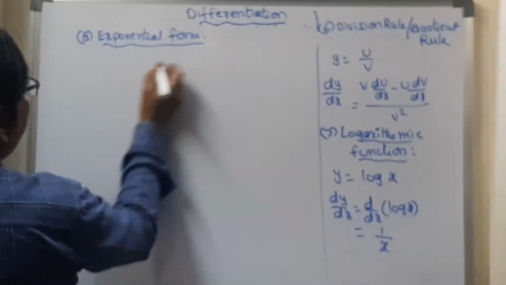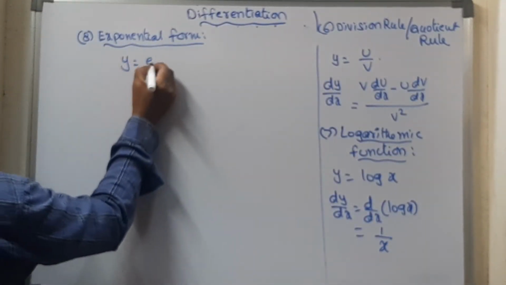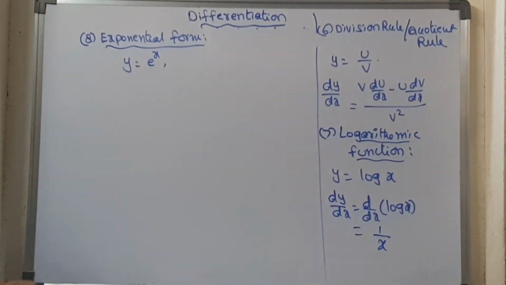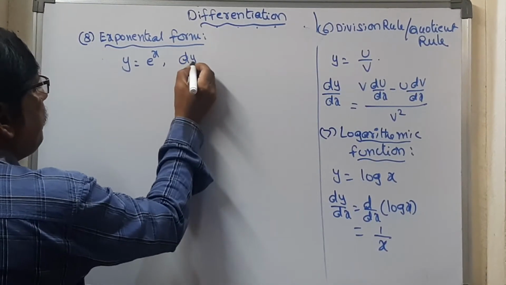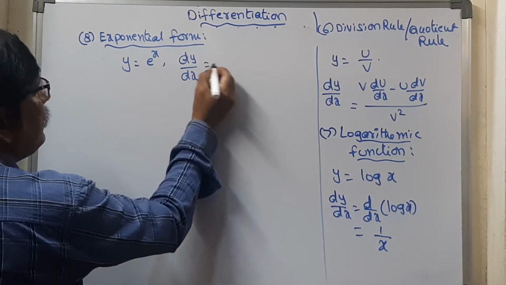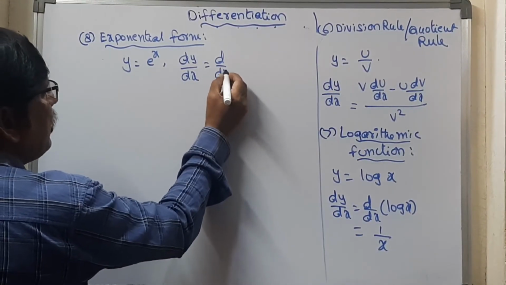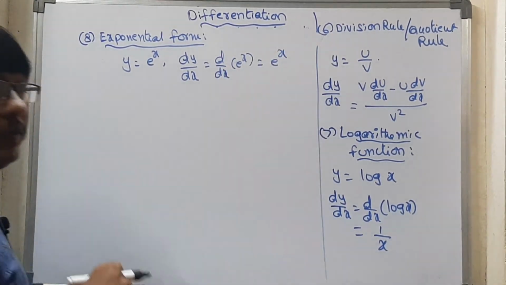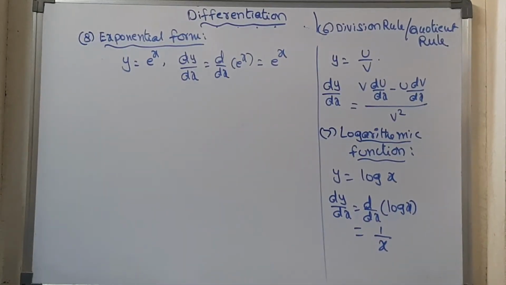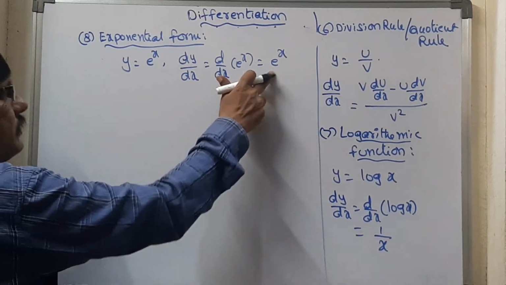So if y is equal to e power x, exponential form, then dy by dx is equal to d by dx of e power x. Then how will it be? That is e power x only. And this is in terms of differentiation.